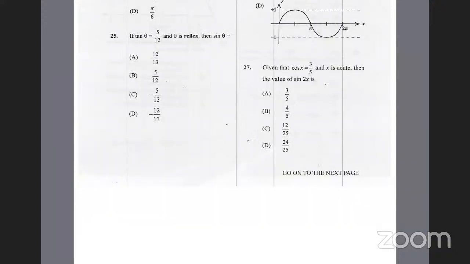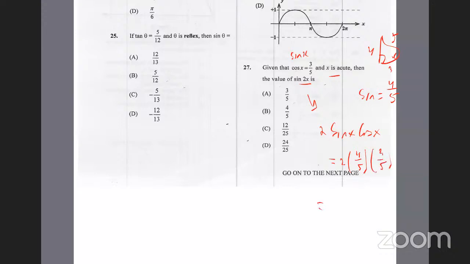Right, given that this is acute, what is sine 2x? Well, you have to find sine x, the usual thing. X is here, you have adjacent, and hypotenuse here, this is opposite. So it means that sine x is 4 on 5. So sine 2x is 2 sine x cos x. Right? So that would be 2 by 4/5 by cos x, which is 3/5. Right? So that would be 6 on 25.